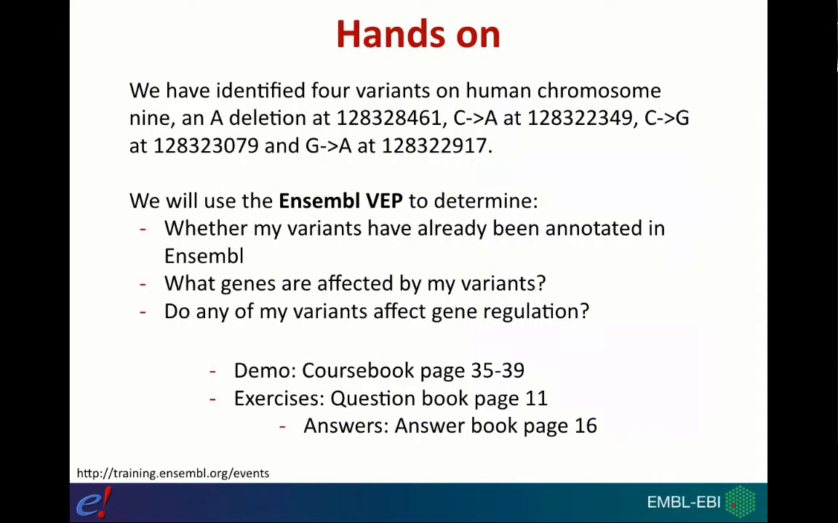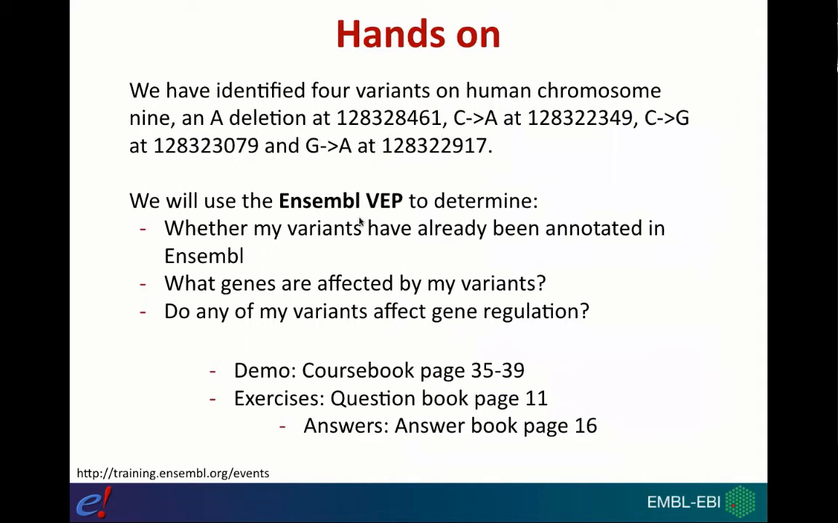So what we want to do in our demo is to have a look at just a set of 4 variants that have been identified on human chromosome 9. So the deletion of an A at this position, and then 3 different SNPs. So a C to A, a C to G, and a G to A at these different positions.